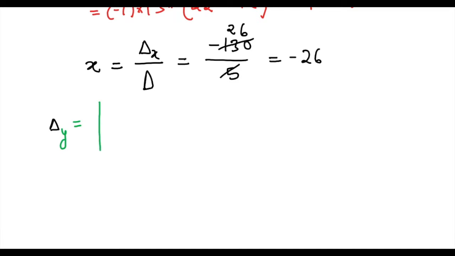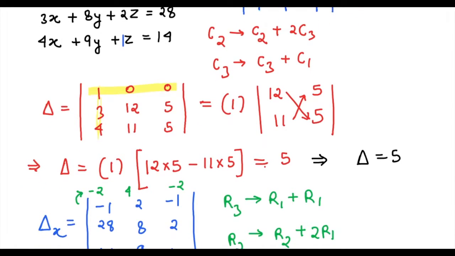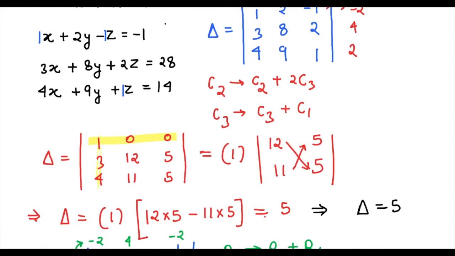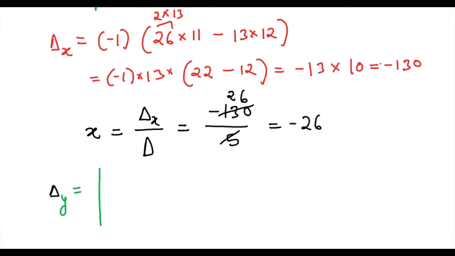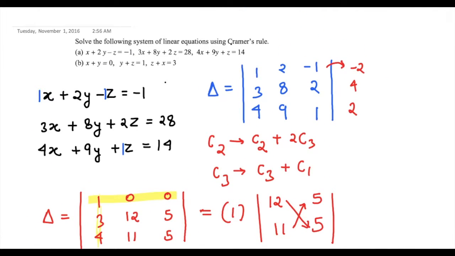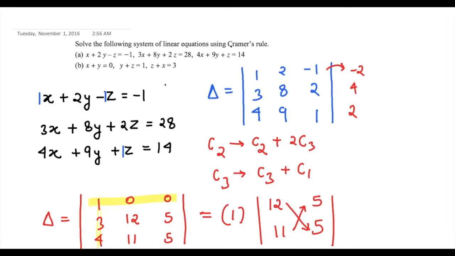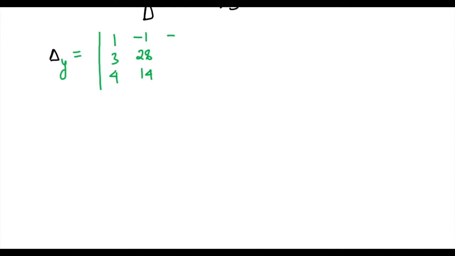What will be the value of del y? Just x term will be written as it is. They are 1, 3, 4. Just write them 1 and 3 and 4. Y term, in place of y term we will write minus 1, 28 and 14. And z term will be as it is. They are minus 1, 2 and 1.